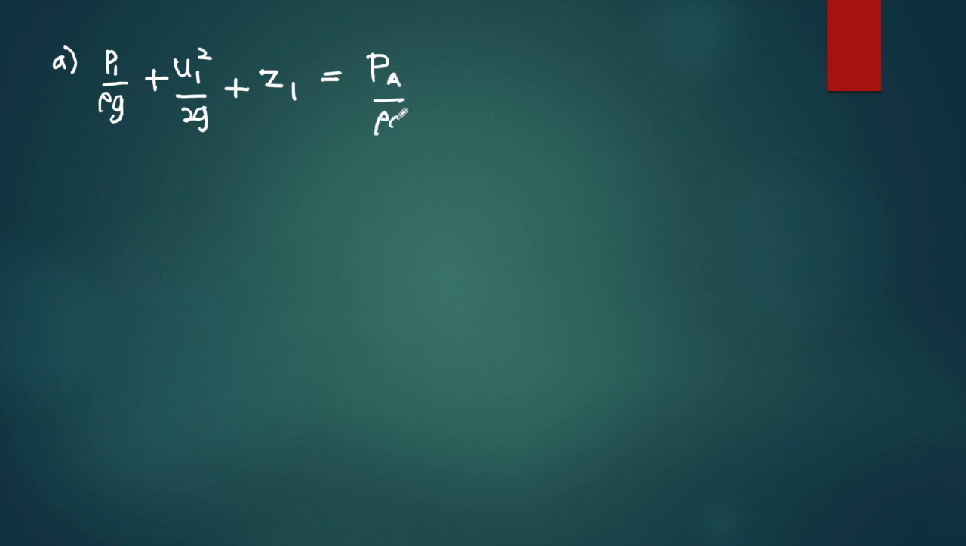So now I will apply. This is question number 1. Apply Bernoulli's equation: P1 over rho g plus U1 squared over 2g plus Z1 equal to, we have to find at point A. Therefore, I will change this to PA over rho g plus UA squared over 2g plus ZA.